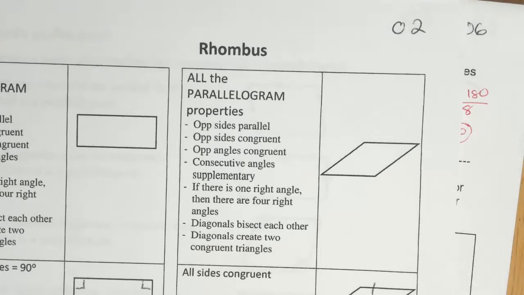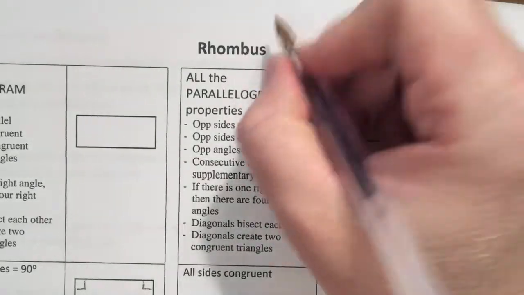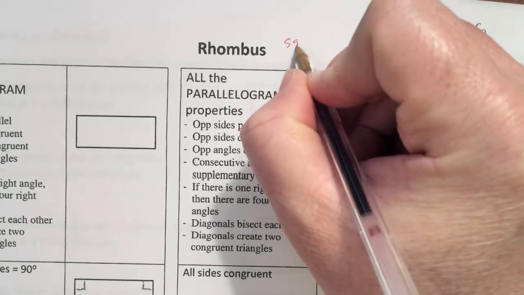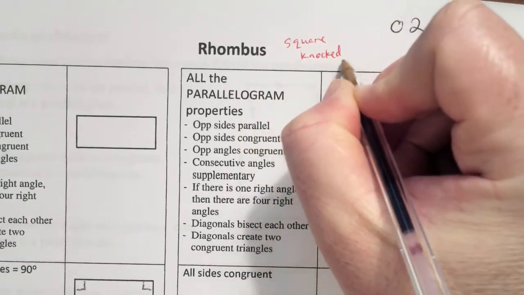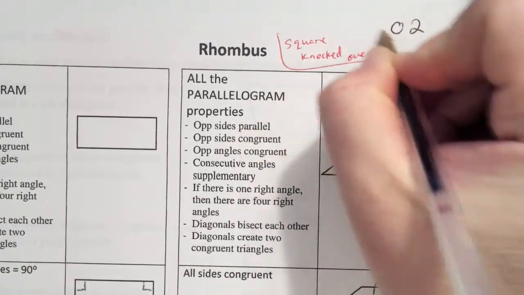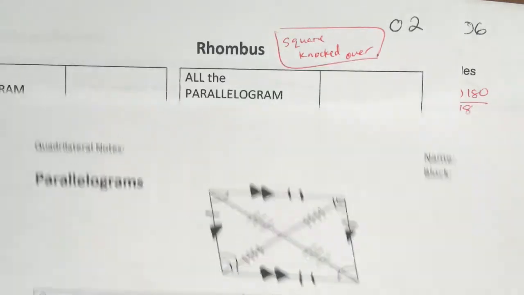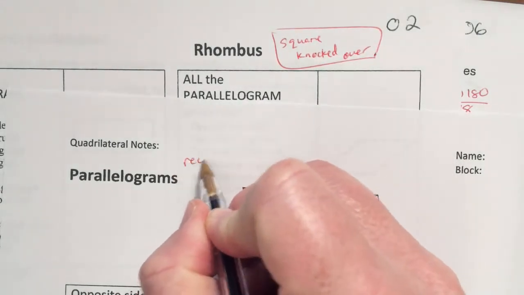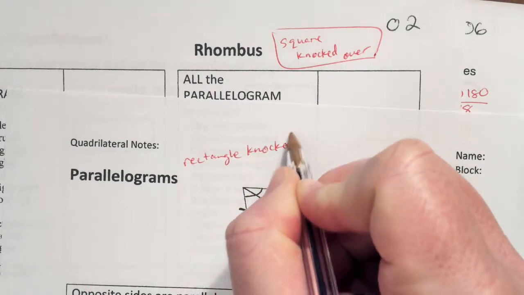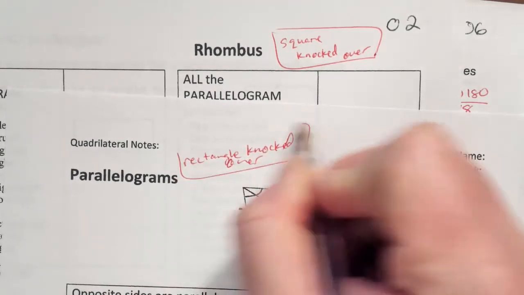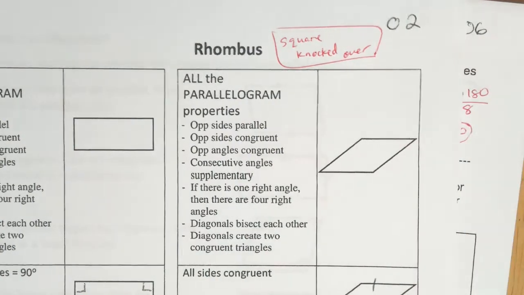So a rhombus basically is a square knocked over. So just keep that in mind. A parallelogram that we just had was basically a rectangle knocked over. So just keep that in mind. Okay, so a rhombus is a square that's knocked over.